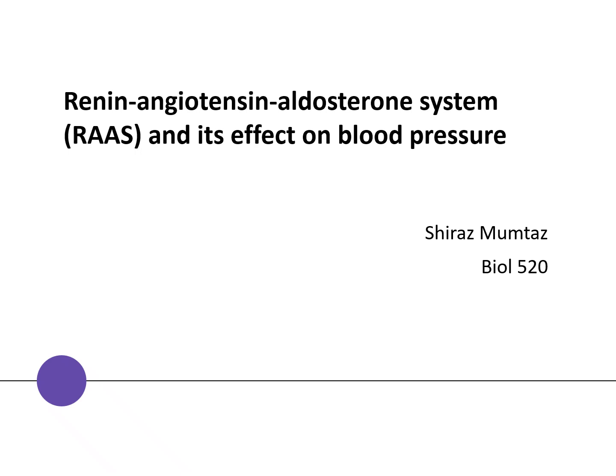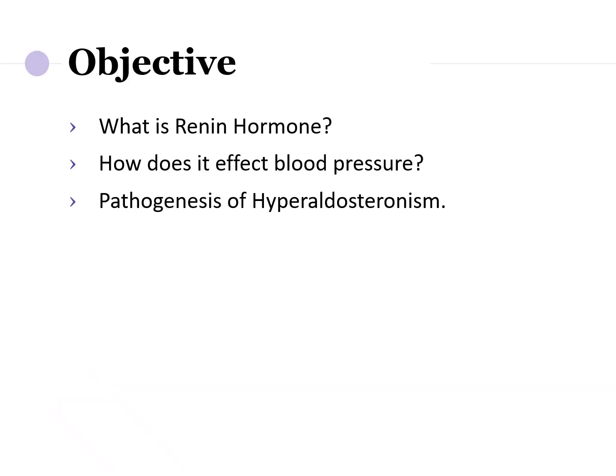The topic is the renin-angiotensin-aldosterone system and how it affects blood pressure, actually the long-term effect. The objective is to understand what the renin hormone is, how it affects the blood pressure, and the pathogenesis of hyperaldosteronism.